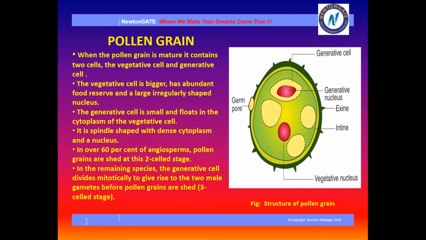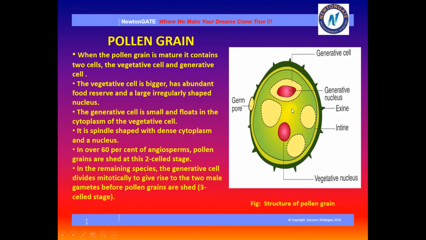Now, development of the pollen grain. Okay, so as we see here, there is a pollen grain structure which has a generative cell and a vegetative cell, that is the vegetative nucleus, and there is a germ pore also. So what happens when the pollen grain matures? It has two parts or two cells, the vegetative cell and the generative cell. The vegetative cell, as you can see, is bigger, has abundant food reserve and a large irregularly shaped nucleus. Okay. Whereas the generative cell is small and floats in the cytoplasm of the vegetative cell.